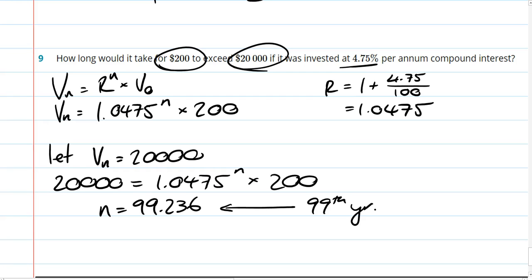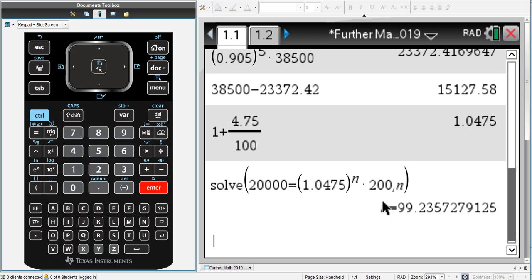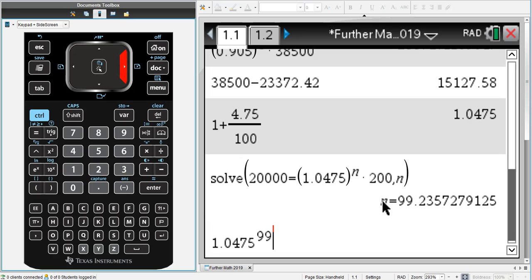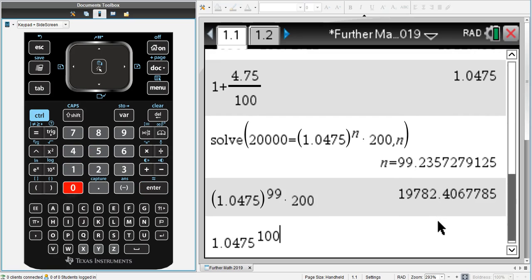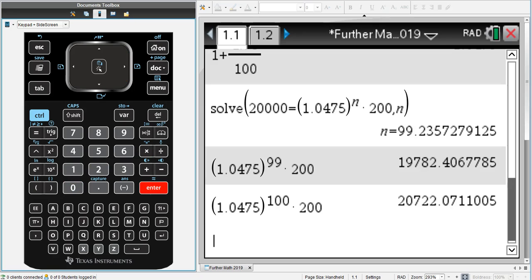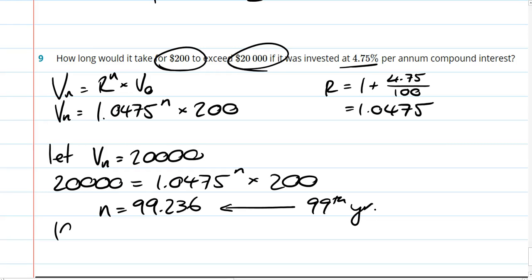But because the interest is compounded annually, and we haven't been given any other compounding period, we have to go to the next whole compounding period. So if we did 99 years, we have to do the same thing: 1.0475 to the power of 99 times 200. It falls just shy of 20,000. If we do the same thing again to the power of 100, it should be just over $20,000. So that means we've got to wait 100 years in order for it to get to $20,000 at 4.75% compound interest.